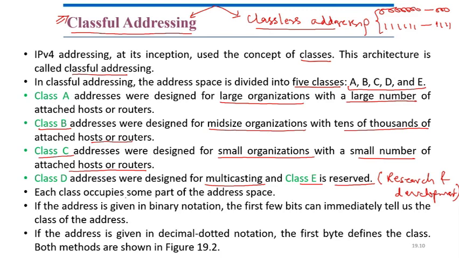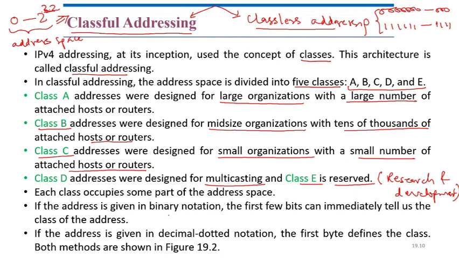Each class occupies some part of the address space. The complete address space, as we have seen, is 2 to the power 32, starting with 0 and maximum 2 to the power 32. Out of this range only, these classes are divided. So this is the complete address space, and each class takes some portion of it.